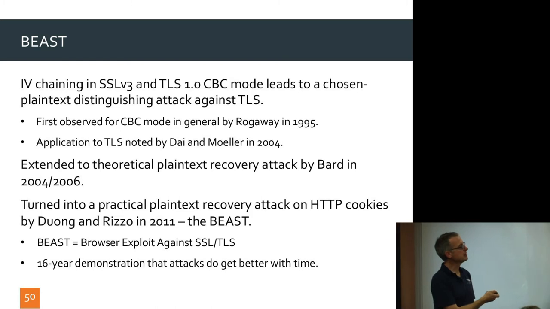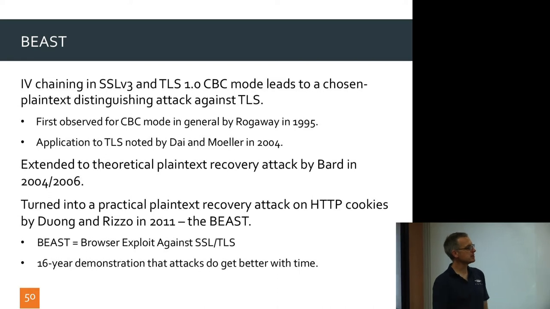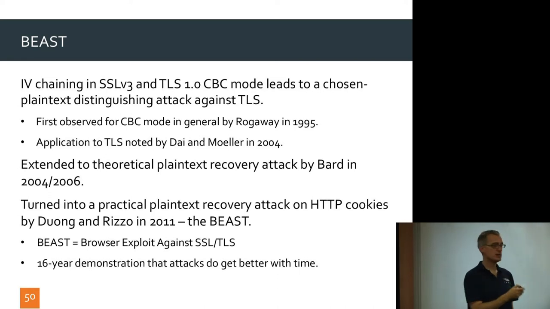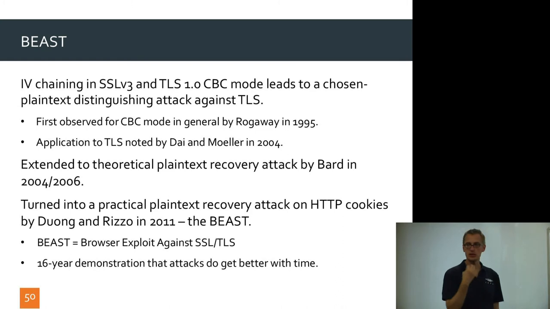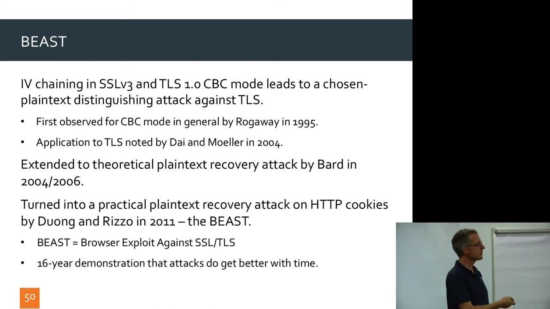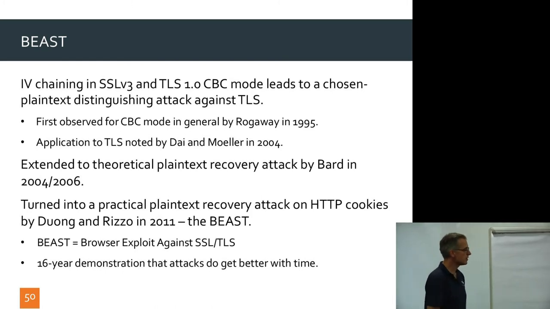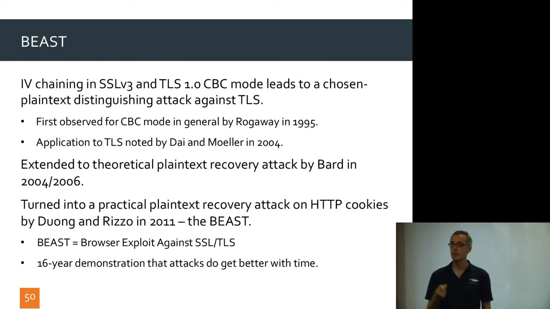Gregory Bard, in two papers in 2004 and 2006, said that this plaintext distinguishing attack can actually be turned into a plaintext recovery attack, but only theoretically. He didn't actually show how to do it. He said, this is the kind of thing you need to do. And then Duong and Rizzo, in 2011, turned this theoretical idea into a practical plaintext recovery attack, which worked in real time.